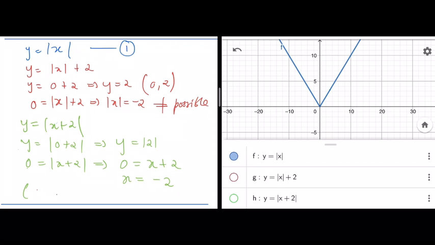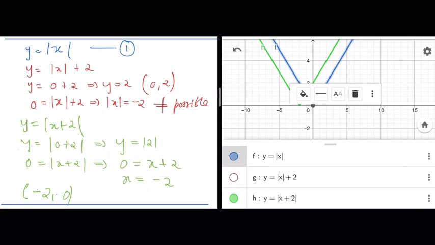So my coordinate will be (-2, 0). This will be the point where my graph will touch the x-axis. Let us try to plot this graph. You can see it this way. Here it will touch the x-axis at minus 2, and the y-intercept is 2, as we have figured out.